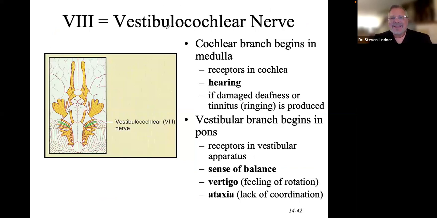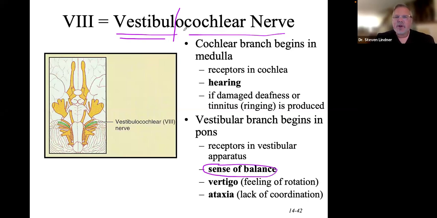Cranial nerve 8 is called the vestibulo-cochlear nerve. So it's 2 branches to this nerve. And that's because when you look at the ear, there's a vestibular portion. Vestibular portion deals with your sense of balance. And then there's a cochlear portion that deals with hearing. So the vestibular part has receptors that are going to help you deal with your balance, and the cochlear part is going to have receptors in the cochlea of the ear for hearing.